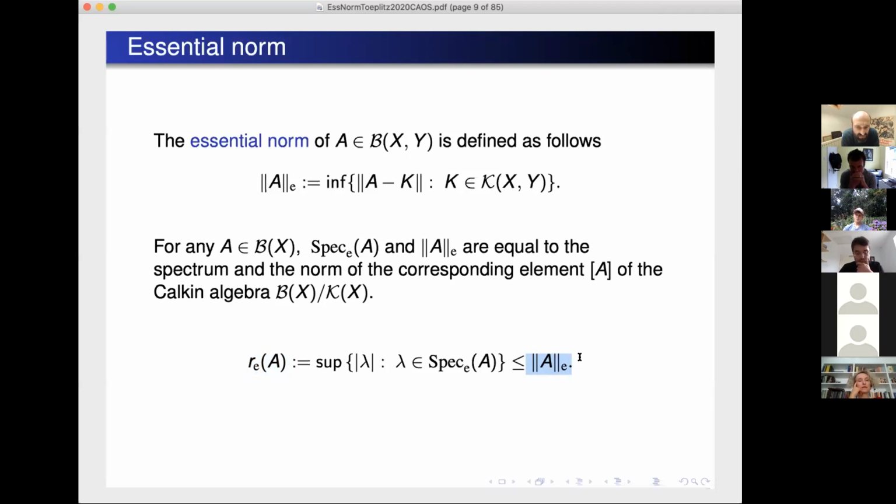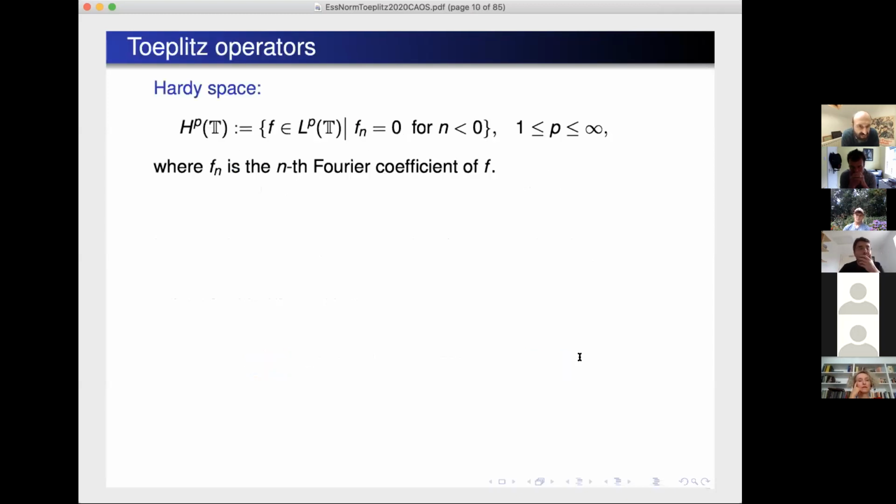Now we need to look at Hardy spaces. You can think of a Hardy space as a space of functions on the unit circle. It's a subspace of L^p. You take the Fourier series of a function f in L^p. If all Fourier coefficients with negative indices are zero, then your function is in the Hardy space. And the norm there is just the L^p norm.